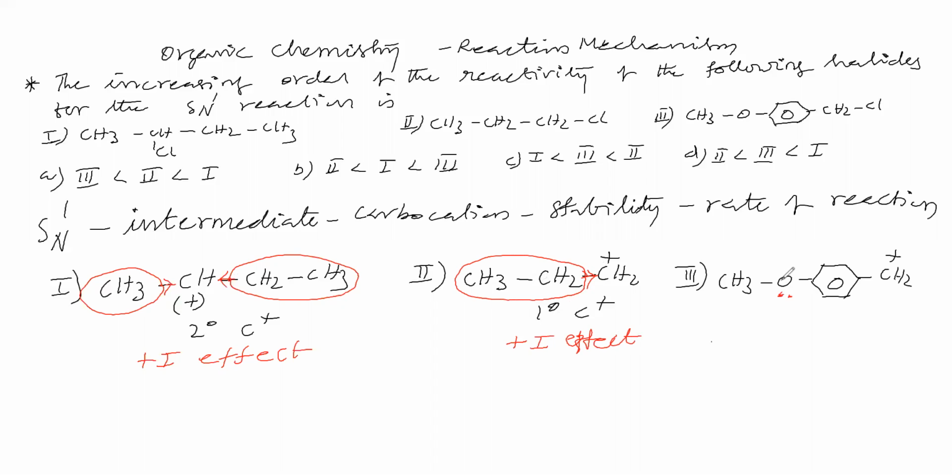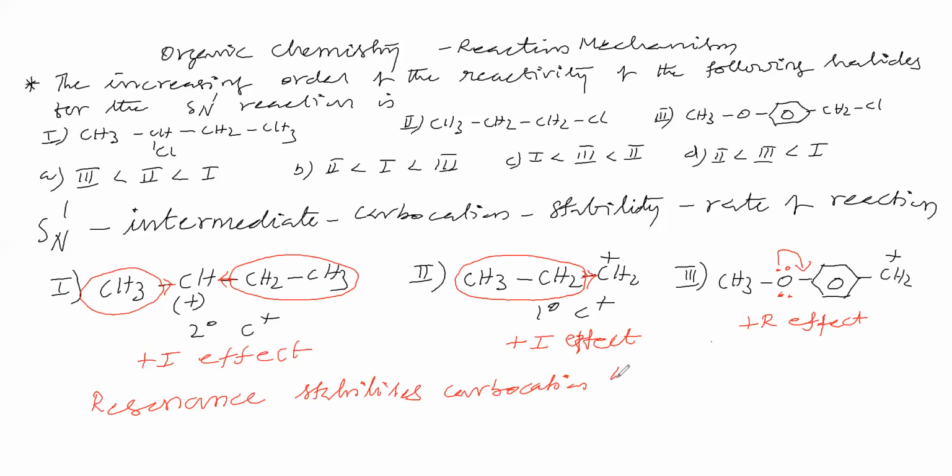Next, the third compound. In this third compound, the oxygen has a lone pair. This oxygen shows the plus R effect, that means a positive resonance effect is possible. Through the positive resonance effect, this carbocation is stabilized. Now, resonance stabilizes a carbocation to a greater extent than the inductive effect.